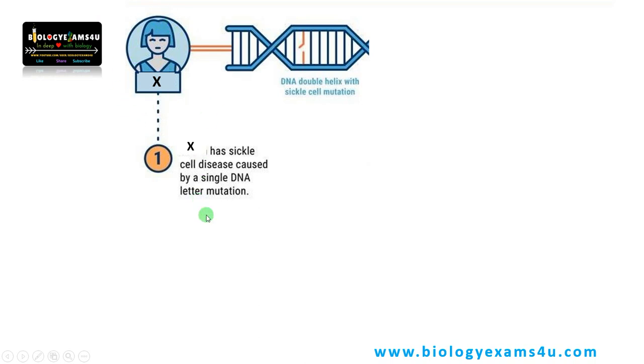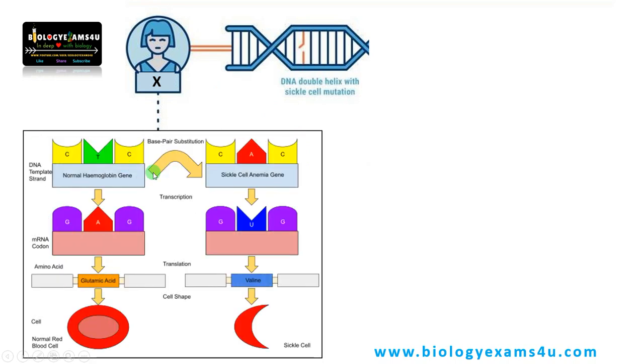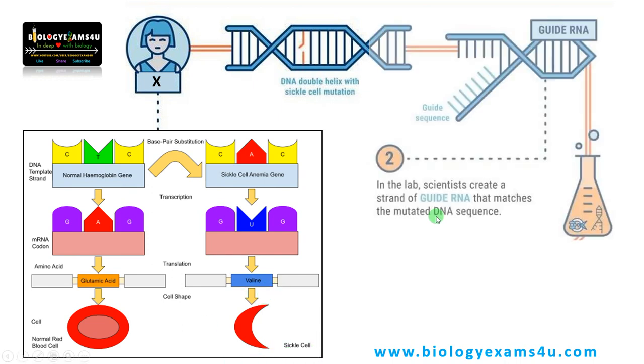Suppose this patient X has sickle cell disease that is caused by a single DNA letter mutation. We all know that sickle cell disease is caused by a base pair substitution. So here it is CTC. This thymine is replaced by adenine. As a result, this glutamic acid is replaced by another amino acid, valine, that results in the formation of sickle cells.